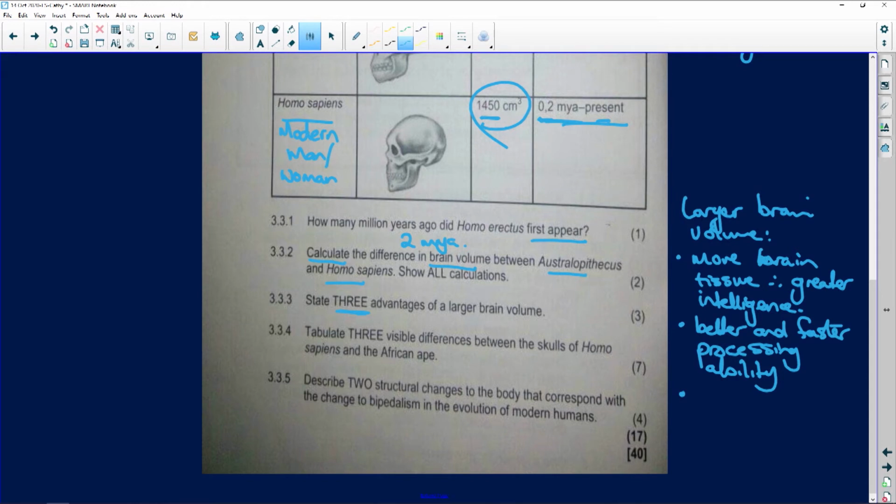Okay. You're also going to have better survival potential, because you can outthink all the predators that are out to get you. That was if you were living back in 0.2 Maya. I'm trying to think what else. Your better and faster processing ability would also mean that you could process more information.